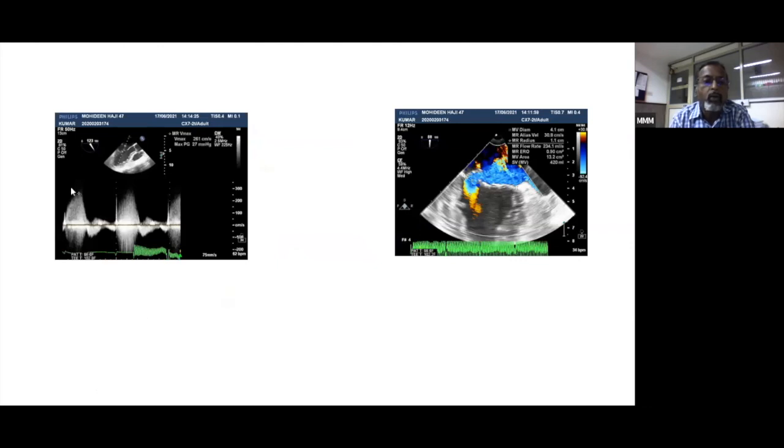So this is how you look at the MR Vmax, and this is showing the radius, where the yellow is the aliasing velocity here. From the blue to where the color changes to yellow, this distance shows your radius.